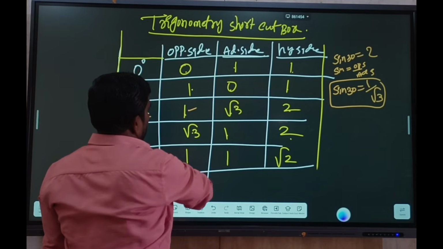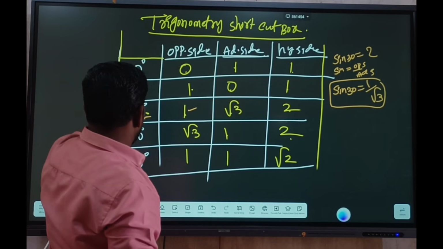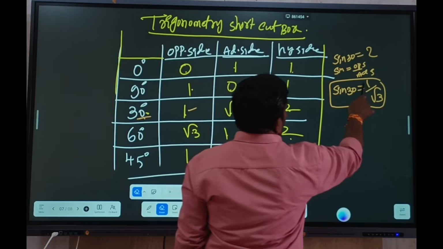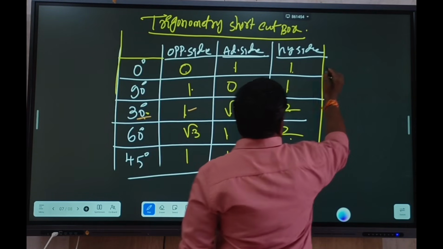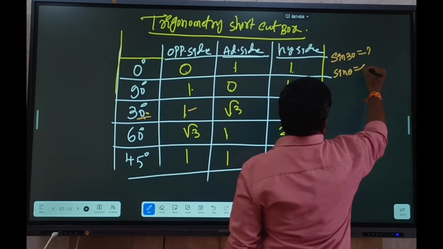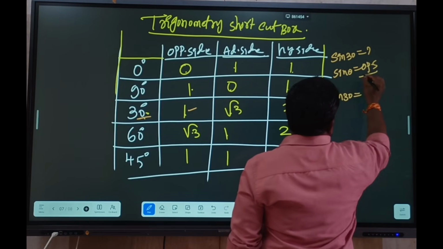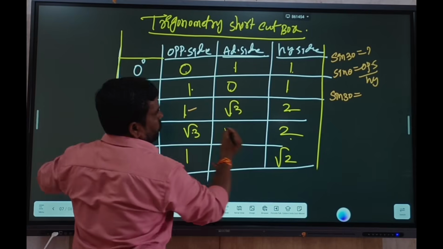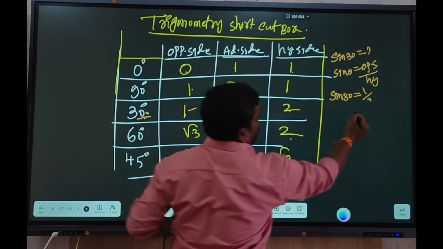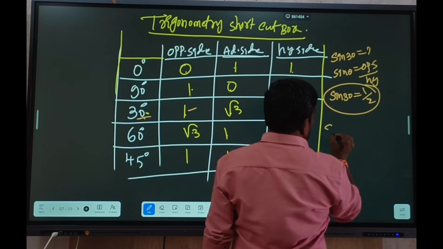Sin 30. Actually, the sin theta formula is opposite side by hypotenuse. Sorry. Sin 30: opposite is how much? 1. Hypotenuse is how much? 2. So 1 by 2. The answer: sin 30 value is 1 by 2.